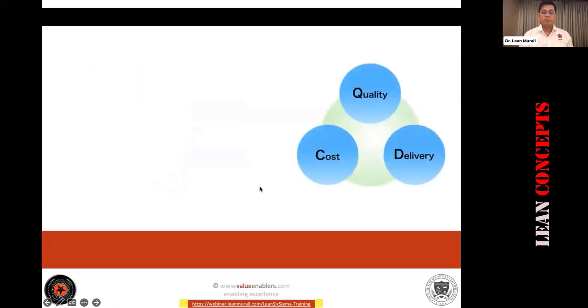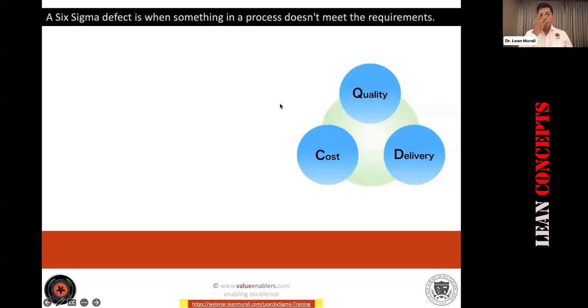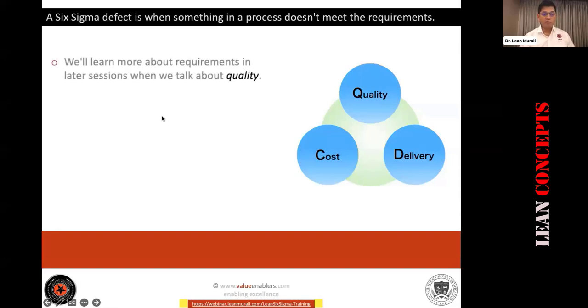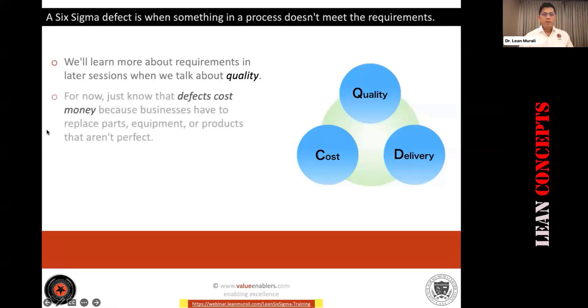Quality, cost, delivery, right? That's what the customer wants. A Six Sigma defect, we already said this, is when a process does not meet the requirement, then it produces a defective product. I'm going to discuss this deeper in the later sessions when we talk about quality. But as of now, all you have to know is defects cost money. The language of leaders is money. How many of you agree with me? You ask your boss, he'll tell you the language of leaders is always money.